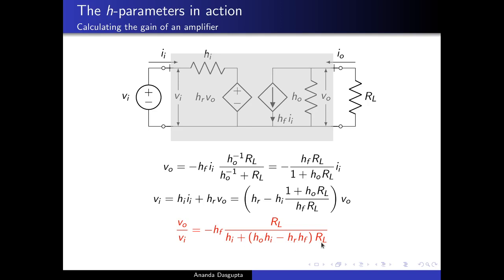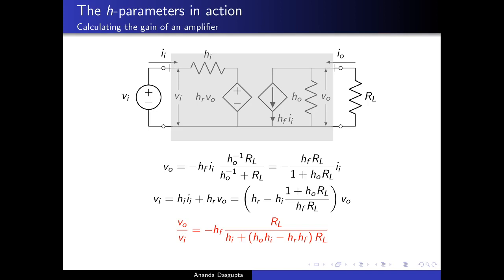Notice that the gain of the amplifier does not depend only on what is inside the amplifier, what is inside the black box, which of course decides what HO, HI, HR, HF are, but also on the load resistance. The more you load the output, the less the output voltage becomes. So this voltage gain expression is going to be very, very handy when we talk about general amplifiers later.